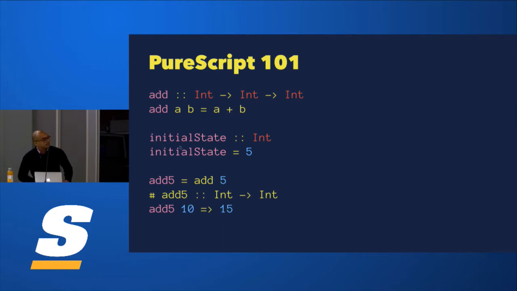And that's the way you can see this signature. The way you can see it now is that if you only give it 5, it gives you back a function which takes another integer and gives you back an int. So this is a way you can read the signature.